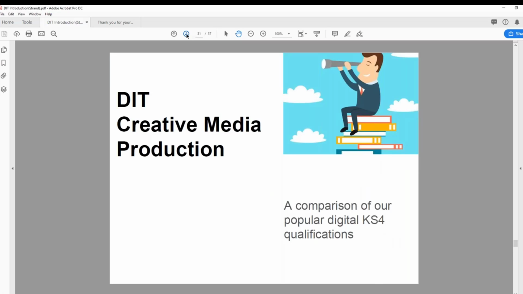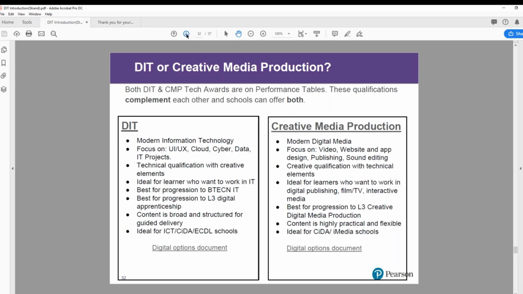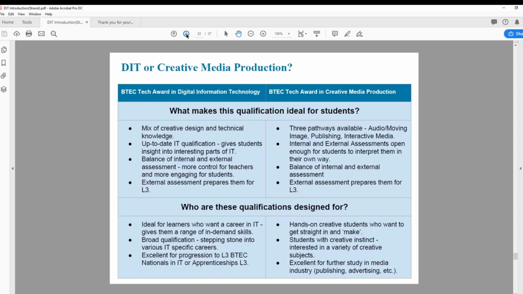Oh, and then there were some slides here for the creative media production, which I know nothing about. It's another BTEC Tech Award that is also on the performance tables for 20, 21 and 22. And it's more like CIDR. If you'd ever done CIDR, it's more about creative media. I really know nothing about the qualifications.